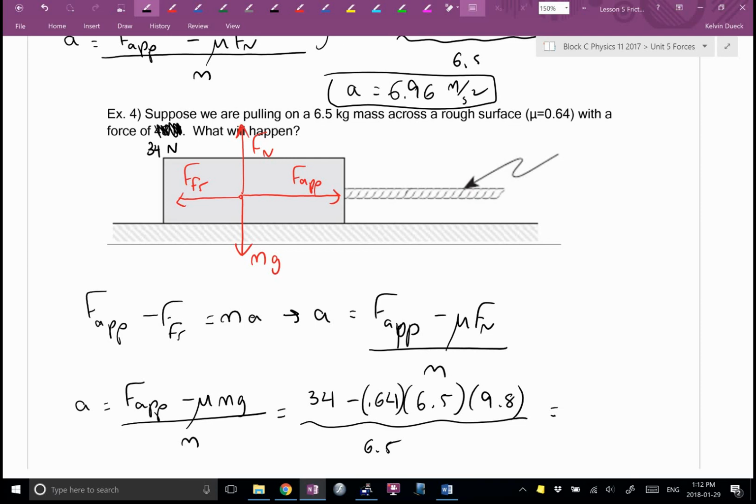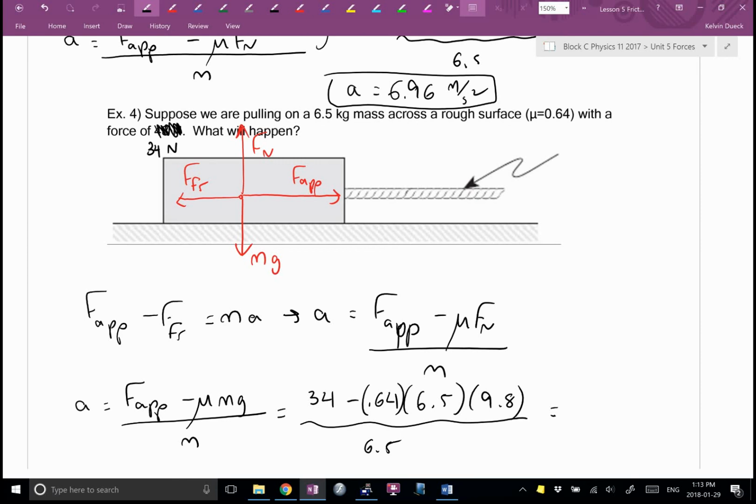Your acceleration is what? Okay, if you ever have that in the method that I'm teaching you, if you get a negative acceleration, you picked the wrong winner. That's step one. Now, does that mean that this would be accelerating backwards? No, because friction is a Newton's third law force. It's only as big as it needs to be.